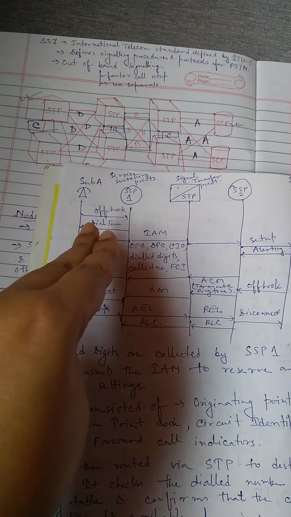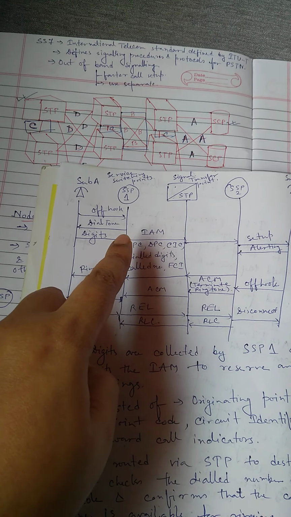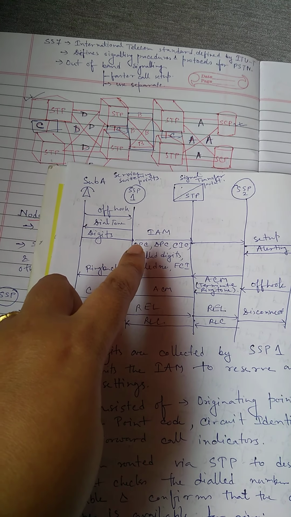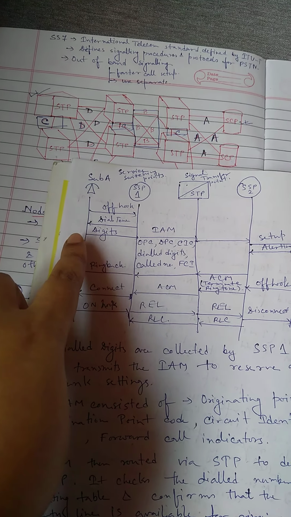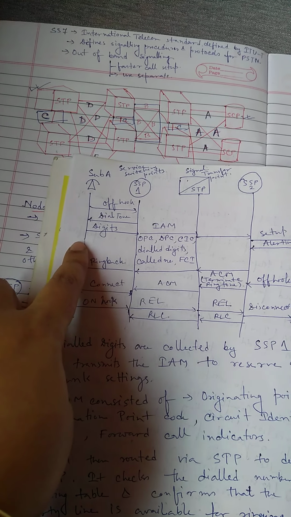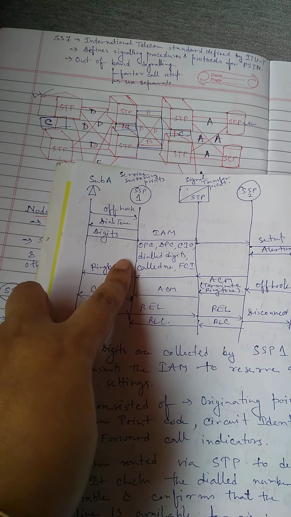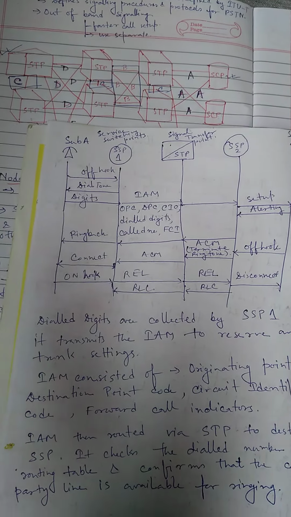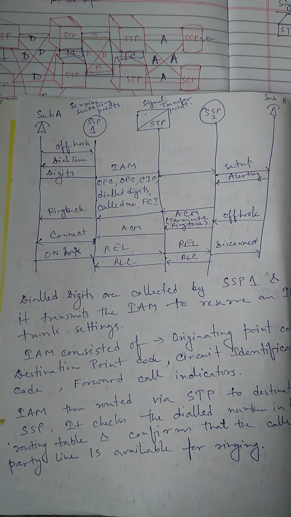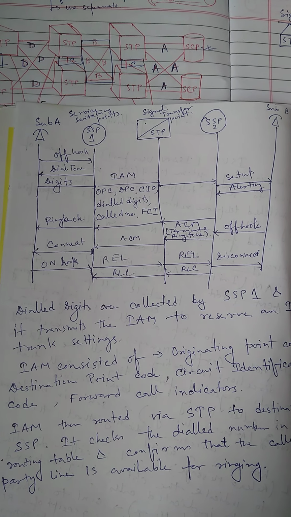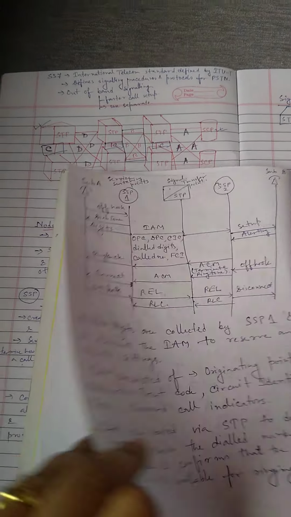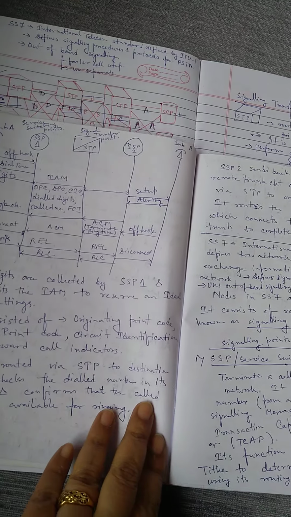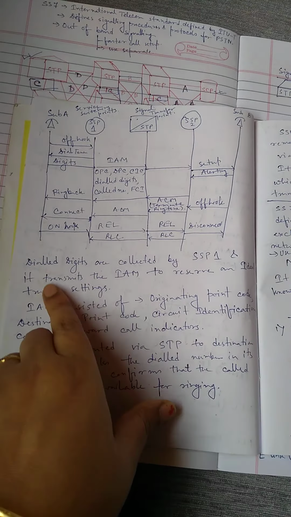First, from the calling party, the off-hook signal will go to SSP1, that is the originating SSP. Then the SSP will send a dial tone. Then the calling subscriber will send the dialed digits to SSP1. Now based on these dialed digits, SSP1, the originating switch, will be sending the IAM message. IAM, what does it stand for? It is nothing but the initial address message. IAM to STP.